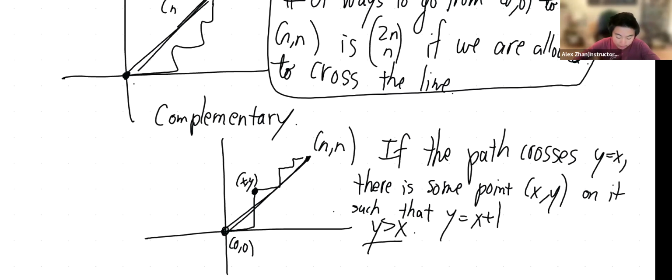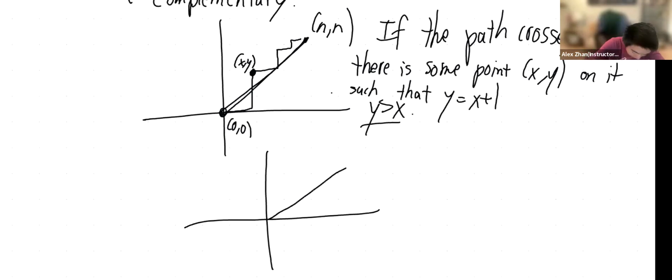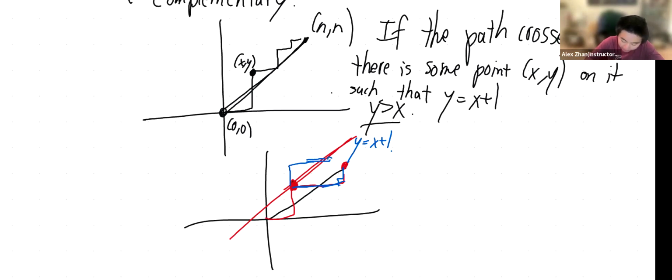Now we'll take the first point at which any path that crosses the line does so. I will draw this point. We'll take the first point at which it crosses this line, and let's look at the rest of the path. Maybe I should draw that with a different color. We will take this part of the path and reflect it over the red line, which has the equation y equals x plus 1. By reflecting it, the path is now a path from (0,0) to (n-1, n+1).